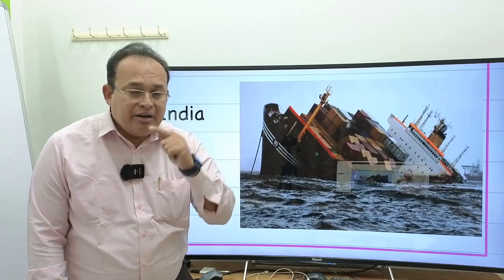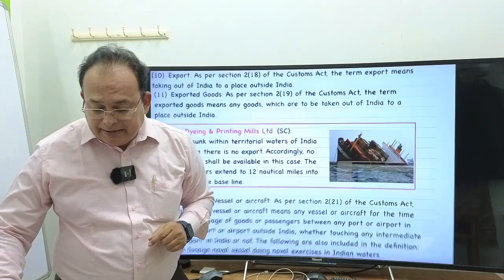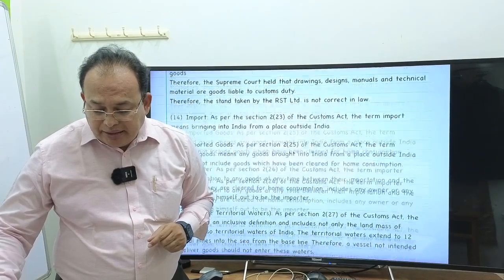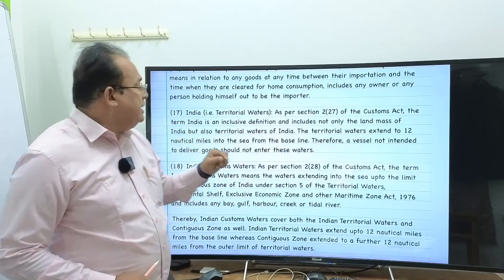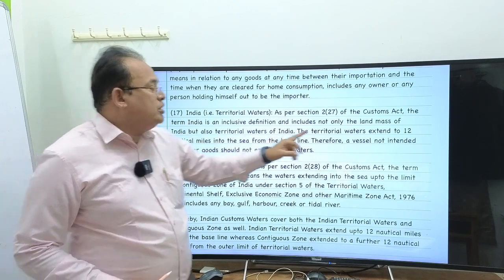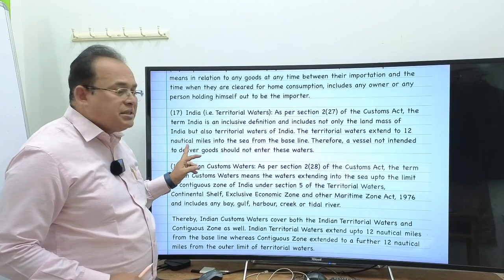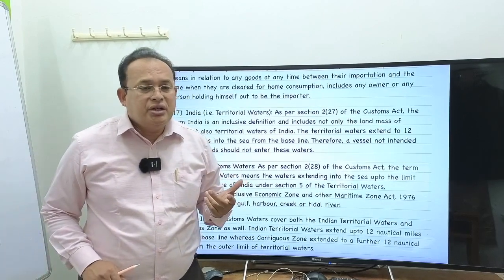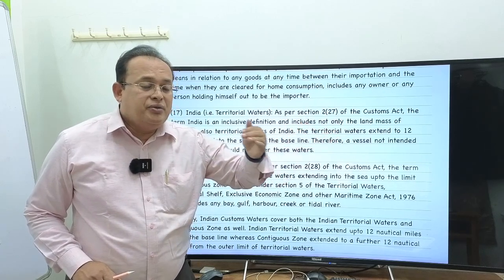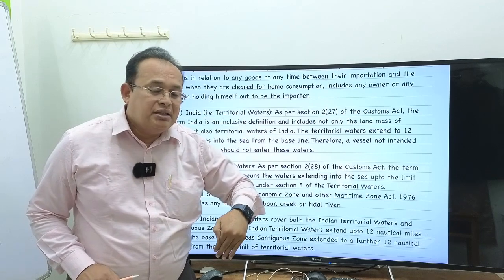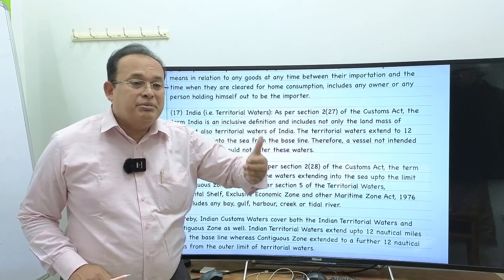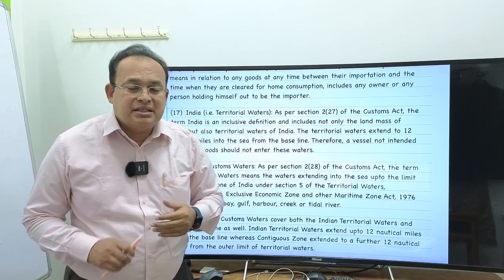We have a definition for the term India. The term India has been defined here. The term India means up to 12 nautical miles from the baseline. If that is the case, before crossing the 12th nautical mile, the vessel sank into the water within 12 nautical miles. The term India means up to 12 nautical miles. In that case, is it export of goods?